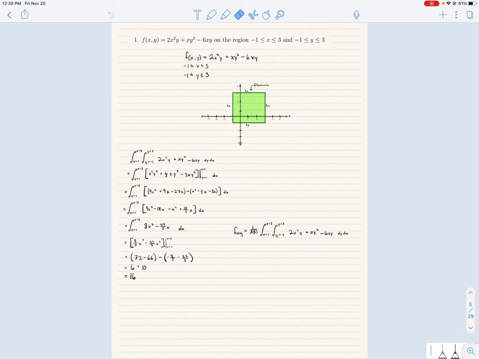So to do this, we just have to divide the total volume by the area of the square. And we see that the area of the square is a length and width of 4, so its area is 16. So we just have to divide the total volume by this area, which is just 16 over 16, which is 1. So the average value of f of xy on this domain is 1.